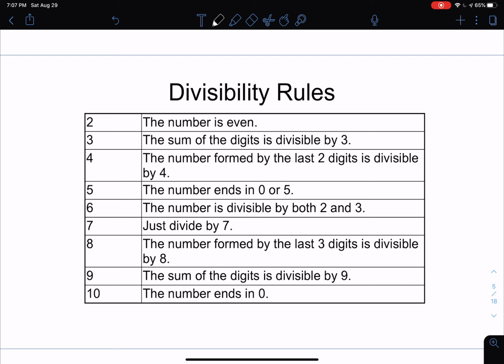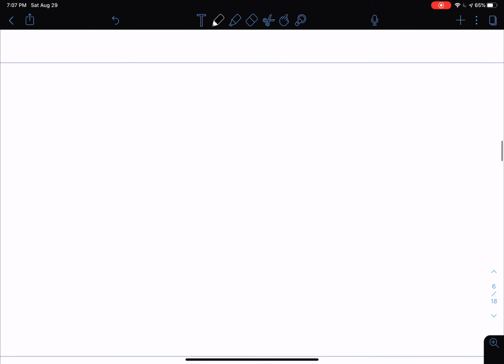And as I mentioned earlier, 10 is divisible if the number ends in 0. Sorry. Let's look at a couple. Let's use the rules.